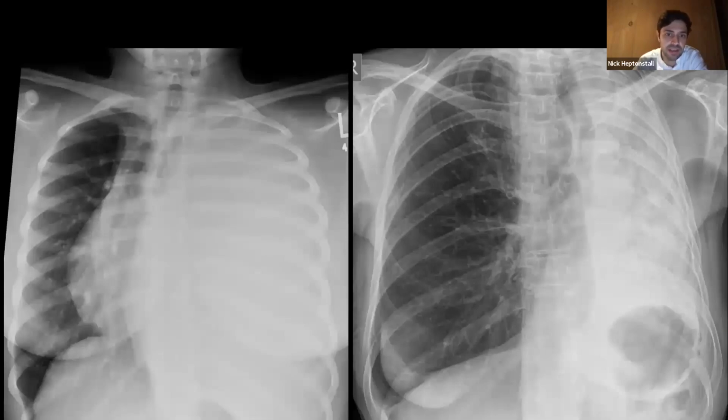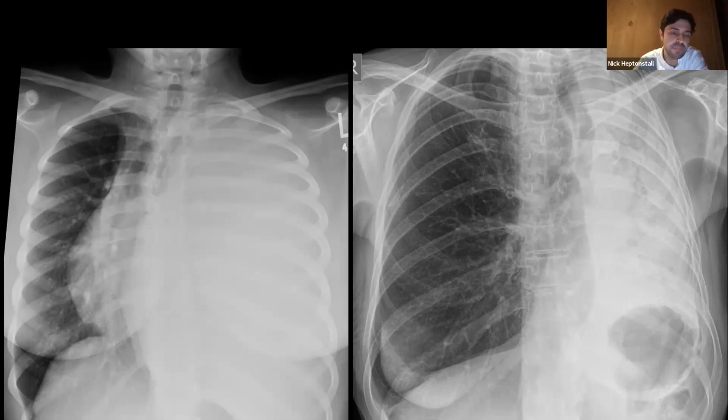So these are two different cases. I'll give you a little bit more time to look at these two. So clearly on both of these chest radiographs, there's an obvious abnormality, but they're subtly very different.